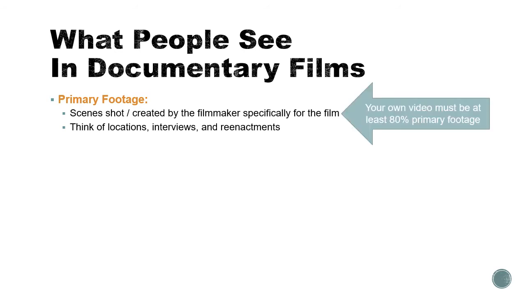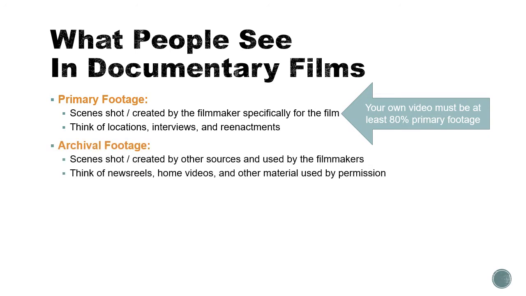I do need to tell you that 80% of your video, of your documentary, needs to be primary footage. You're not allowed to just take a whole bunch of other types of footage, which I'll talk about in a second, and plop it in there as your own. So 80% of your video needs to be primary footage.